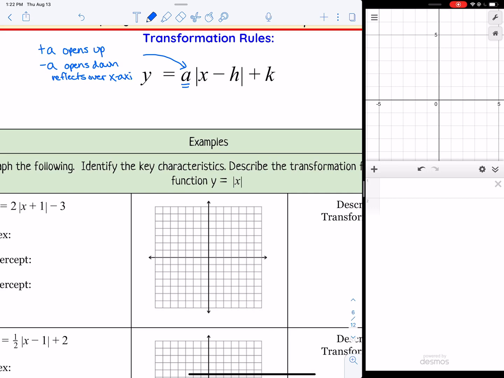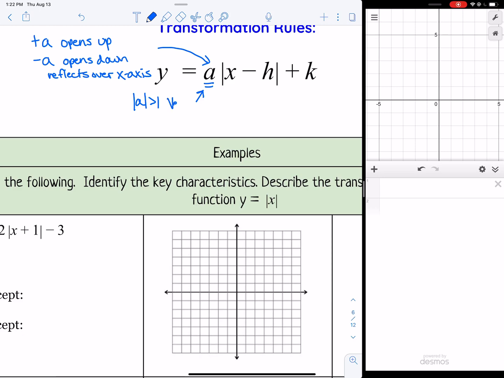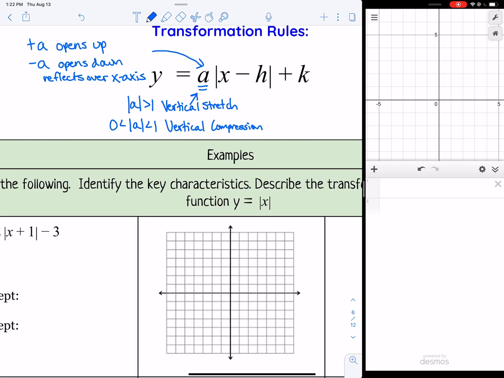A better way to say that is it reflects over the x-axis. That's a more formal way to say that it opens down, and that will apply to all functions later on, so it's good to know it using that terminology. Now, another rule with a: if the absolute value of a, not the fact that it's positive or negative, but just the value of a, is greater than 1, it causes your function to have a vertical stretch by a factor of that number. And if the absolute value of a is between 0 and 1, then it will have a vertical compression. Shrink is another word they use, but compression is used more often, so we're going to write that down.